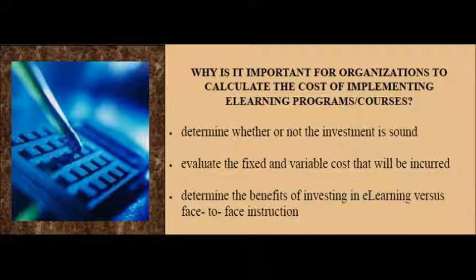Bates argues that instructional designers must evaluate the fixed and the variable costs that will be incurred. For example, a new piece of equipment is going to have a fixed cost. However, the cost associated with increased enrollment is going to be a variable cost. The more students that enroll in the program, the more resources are going to be needed to make sure that student has what he or she needs to successfully complete the course.